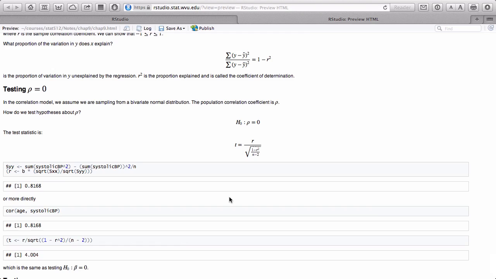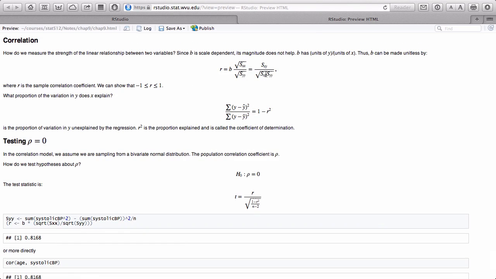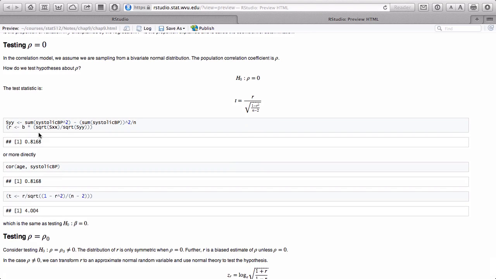It turns out that we can test rho equals 0 by a t-test, which is R, the sample correlation, divided by the square root of (1 minus r squared) over (n minus 2). So I actually compute this t-test. Right now I've computed S sub xy and S sub xx, but I haven't computed S sub yy. If I compute S sub yy, then I can easily compute R, and if I do that, I get a correlation of 0.8168.